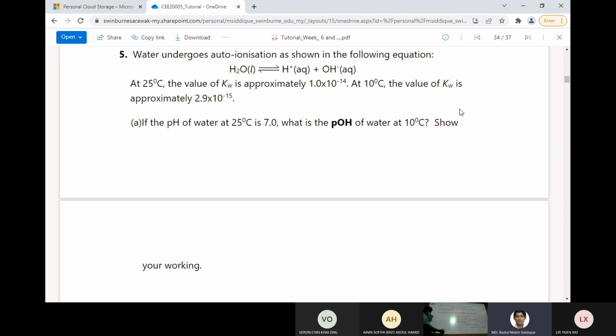And when we are asking that show your working, you need to show it on the paper step by step. Don't jump. Okay? Don't jump. Show it step by step.